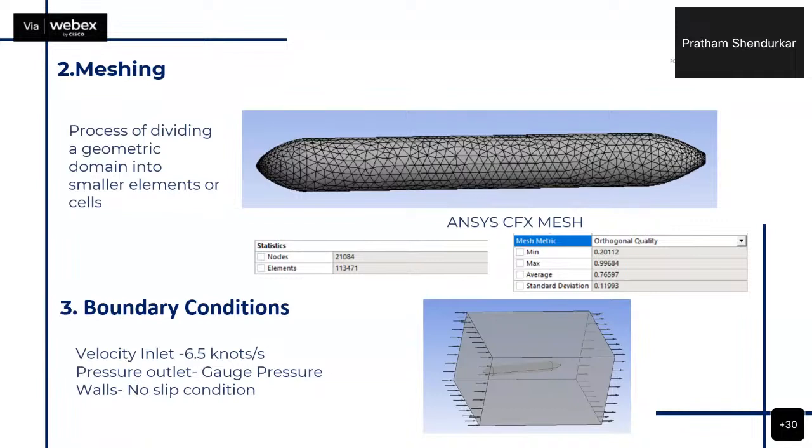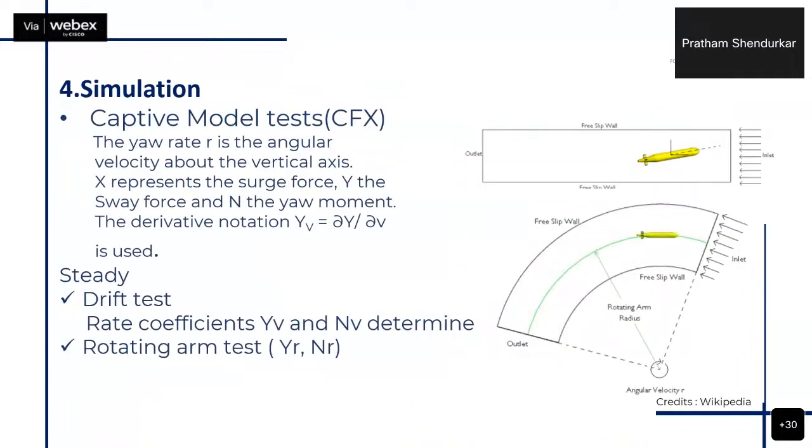The next thing is boundary conditions. We use the velocity 6.5 knots because it also coincides with the experimental data available. We have used the conventional boundary conditions such as pressure outlets and walls. The pressure outlet is at gauge pressure, and the walls are equipped with no slip conditions. The simulation part includes the captive model test, which includes two different steady tests, the drift test and the rotating arm test. The drift test will calculate the rate coefficients of sway force and yaw moment with respect to the velocity, while the rotating arm test will calculate them corresponding to the radius.